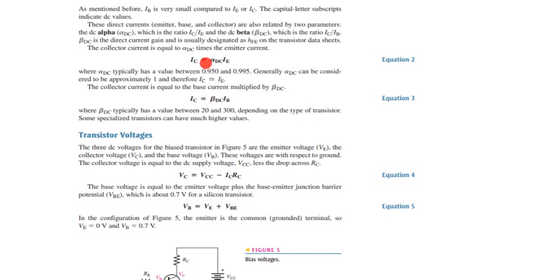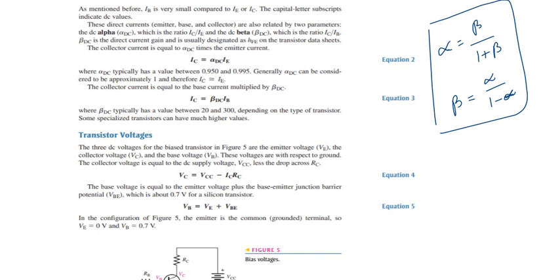Now we also see what the relation is between alpha and beta. Okay, now down here, alpha is equal to beta by 1 plus beta. Similarly, beta is equal to alpha by 1 minus alpha. These two things you have to know, along with this relation.